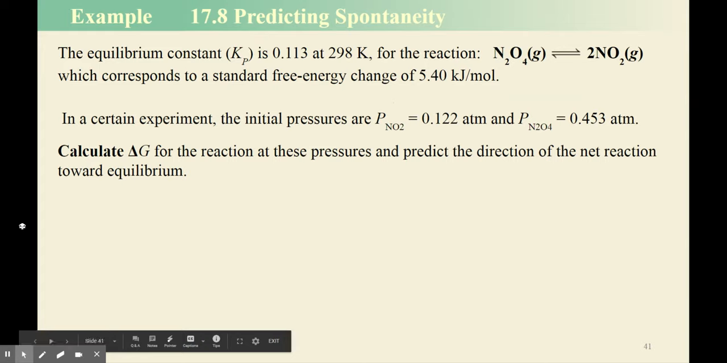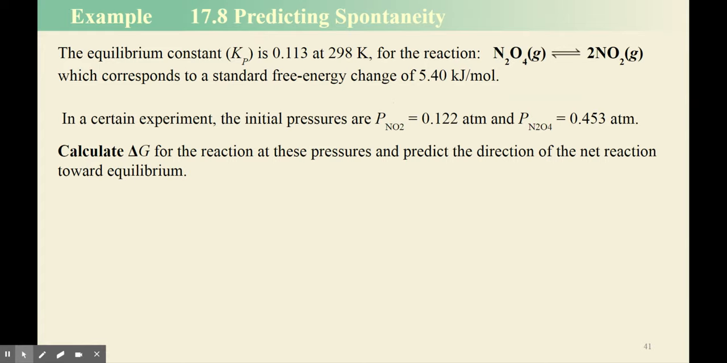Okay, this next one goes pretty much exactly backwards, but it works pretty much exactly the same. We're just working with gases. So we have these partial pressures of NO2 and N2O4, and we have the standard free energy change of positive 5.4, and we have this equilibrium constant. We want to know what's delta G at these pressures.